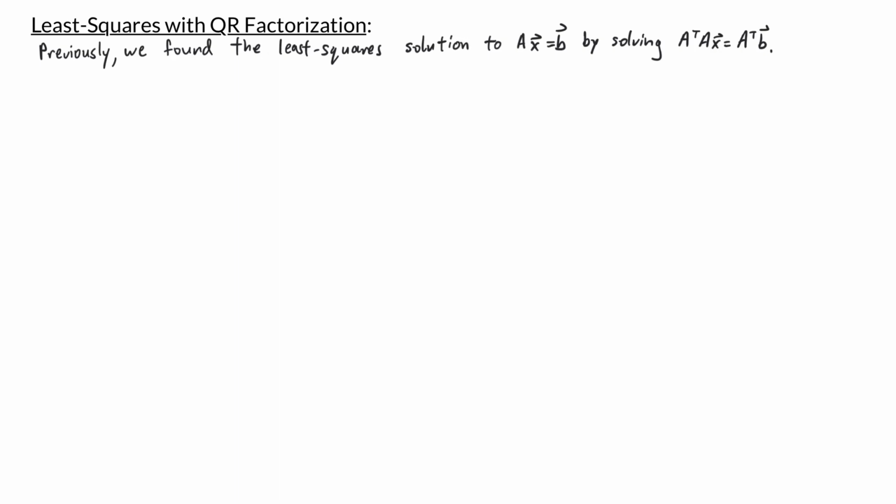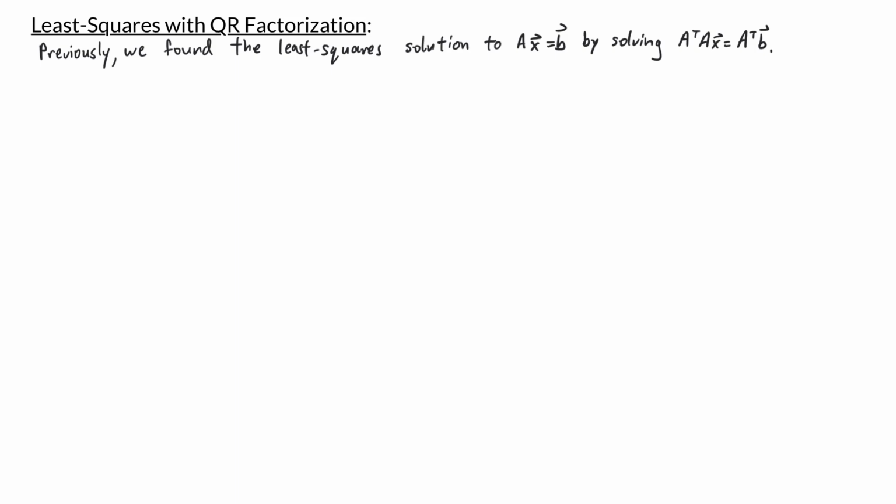In our previous video, we learned that to find the least squares solution to Ax = b, we solved the equation A transpose A times x equals A transpose b. In this video, we're going to look at some alternative ways to find the least squares solutions if we know additional information about the matrix A.